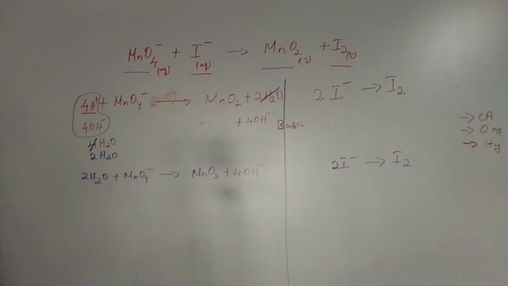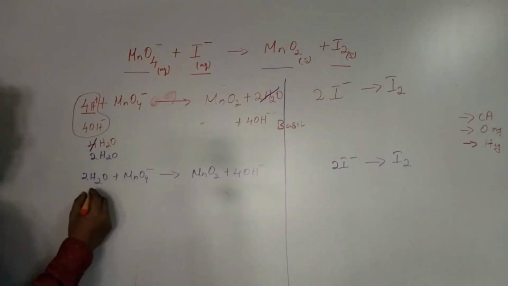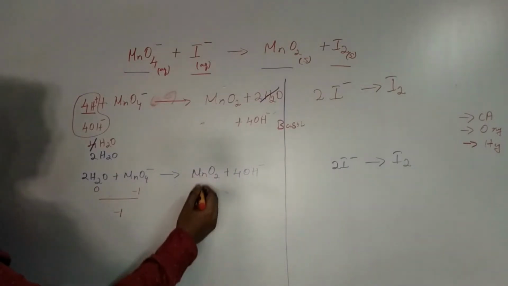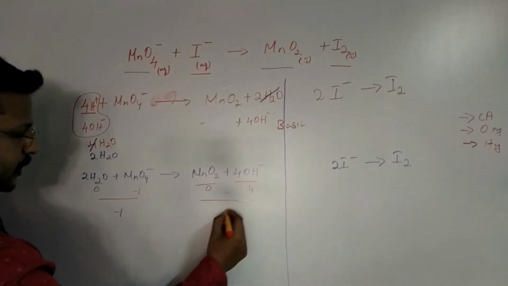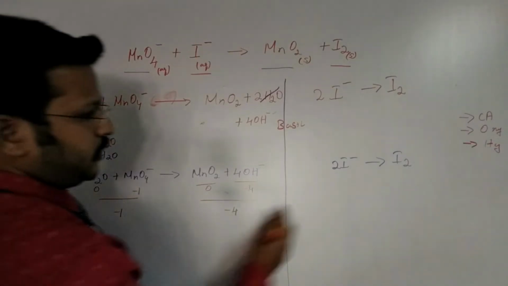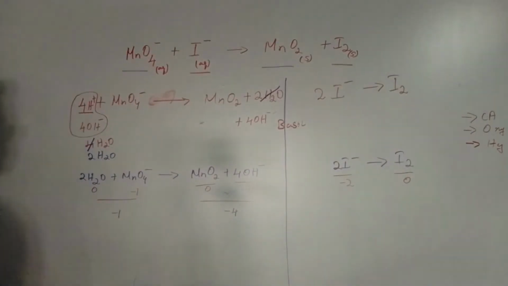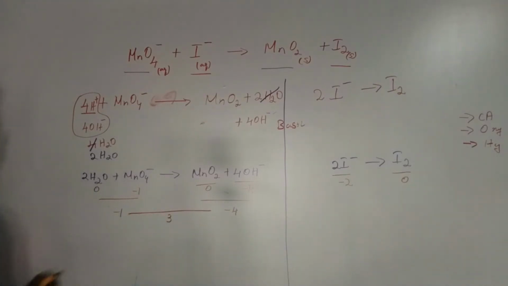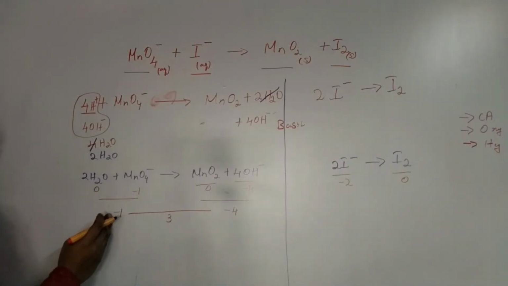The next step, I have to balance the total charges. On this side the charge here is 0 and the charge here is minus 1, so the overall charge is minus 1. And the charge here is 0 and here is 4 into minus 1, so minus 4. So the overall charge is minus 4. The difference in charge is 3. Towards the more positive side I have to add the equivalent number of electrons. So I have to add 3 electrons here.